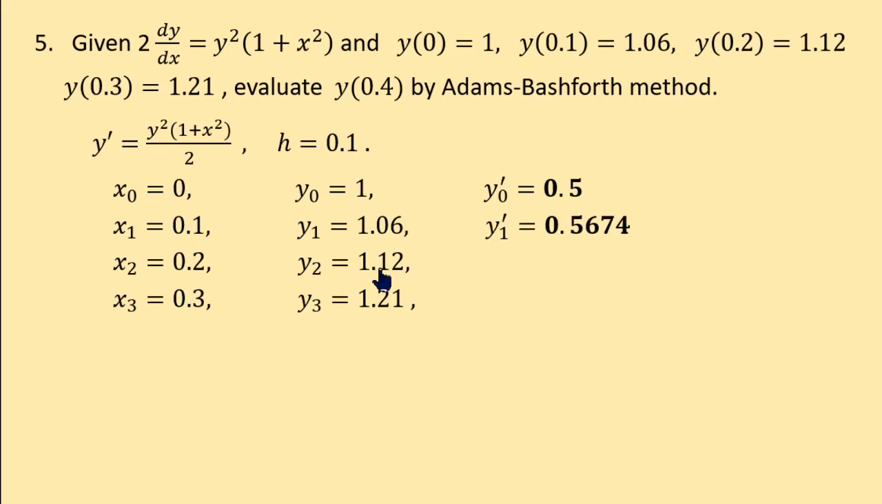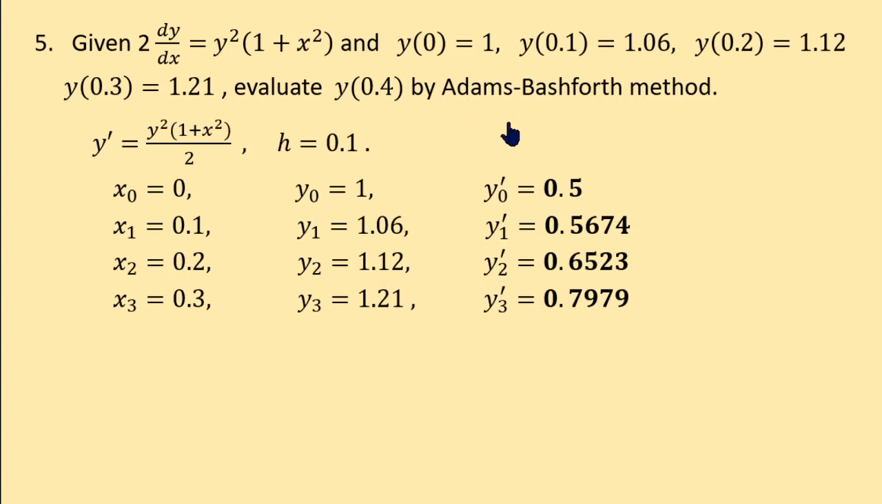Same logic, 1.12 [1 plus 0.2 squared] divided by 2. So y2 dash is 0.6523, and same logic for y3 dash: 0.7979. After calculating these four values, y0 dash, y1 dash, y2 dash, y3 dash, substitute in y dash, find these four values and use the predictor value.